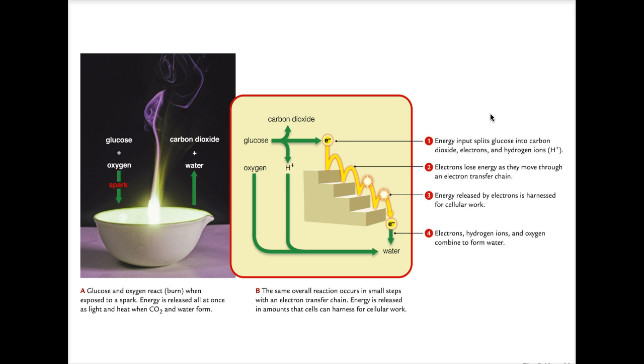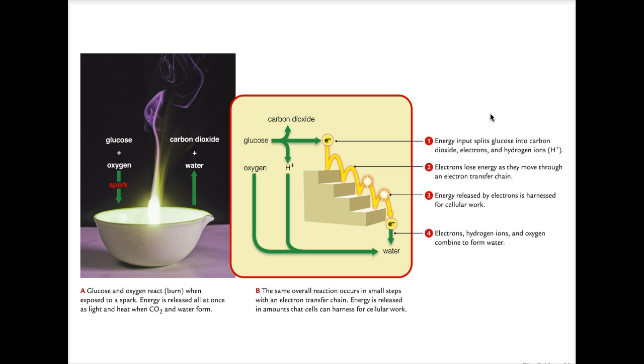So when we burn glucose outside of the cell, we immediately get our carbon dioxide and water, and we liberate energy, but it's all released in one big shot as a bright light and heat. Well, we don't want that to happen in a cell because it would be too wasteful.